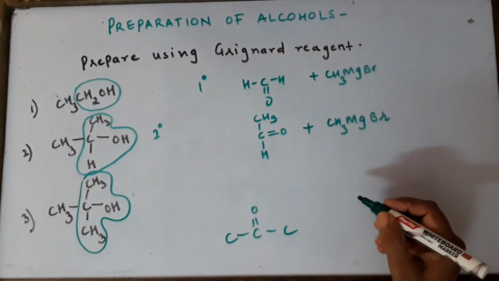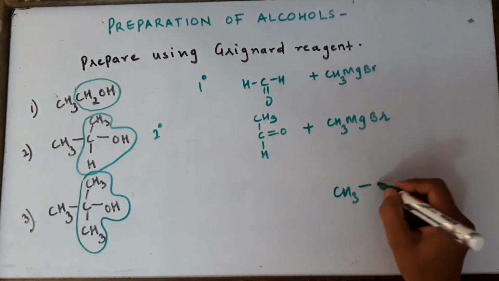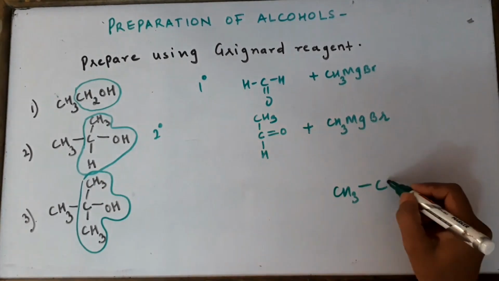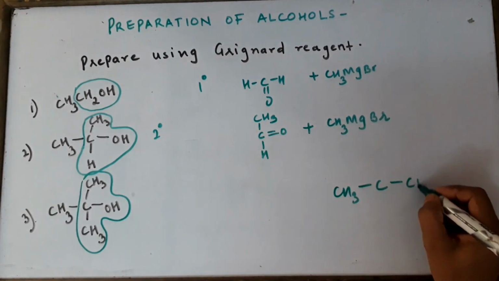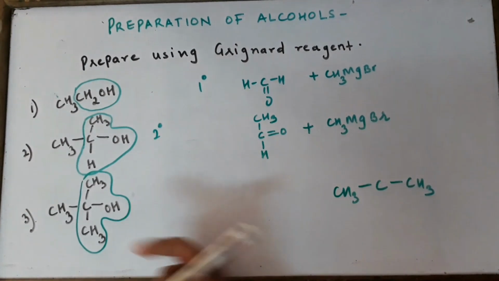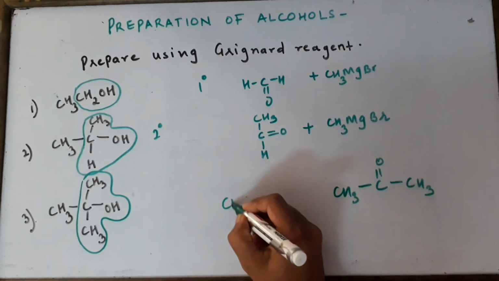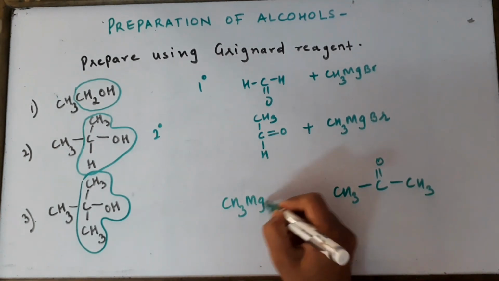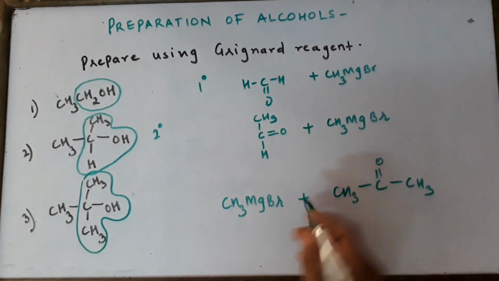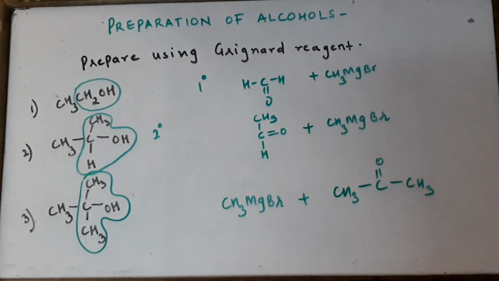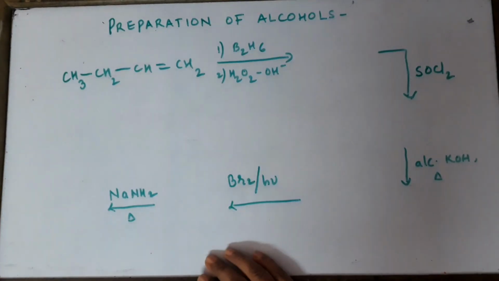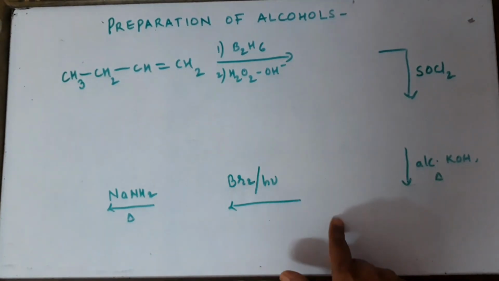So my ketone becomes CH3C, and then this CH3 also you'll write, and the OH you're going to make a double bond O. So propanone was my ketone, and the remaining fragment which goes out is CH3MgBr. So this was the technique, and I'm sure you've understood how to prepare a given alcohol from a suitable Grignard reagent. Now we are going to apply our knowledge of the alcohols chapter to do these conversions.